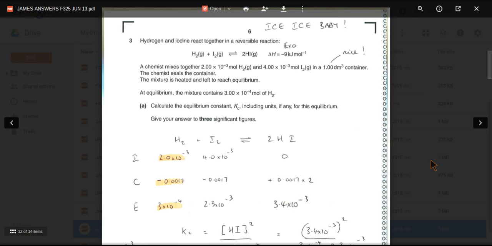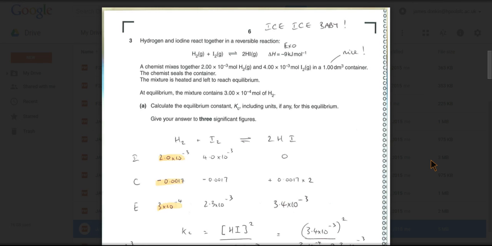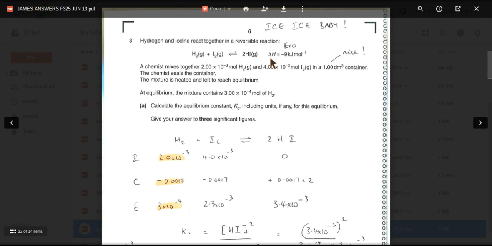Question 3 is a question on equilibria, equilibrium constants, Kc, and you're given a typical equilibrium: hydrogen, iodine and 2HI in equilibrium with each other, and you were given the delta H for the forward reaction is minus 9 kilojoules per mole, so that's exothermic.